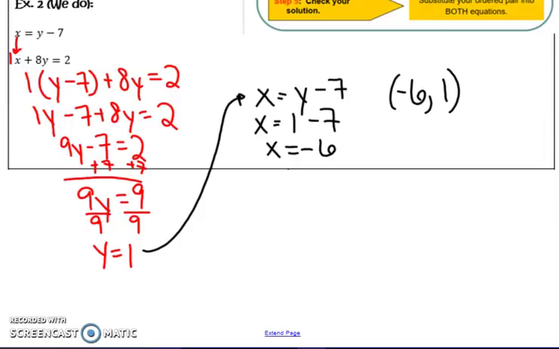And we can go back and plug it in. 1 times x, which is negative 6, is negative 6, plus 8 times 1 is 8. Well, negative 6 plus 8 does give me that positive 2.